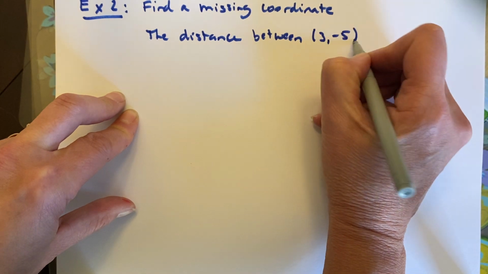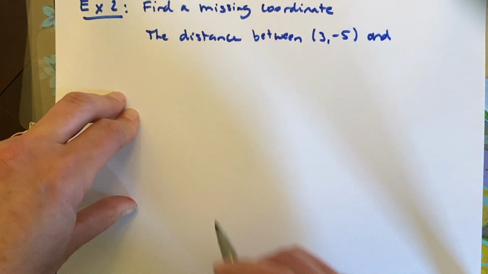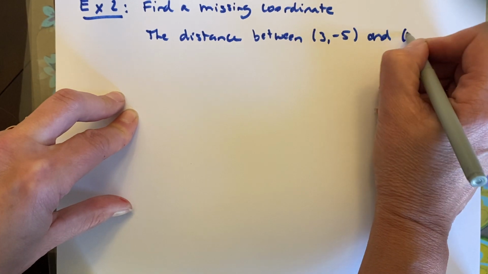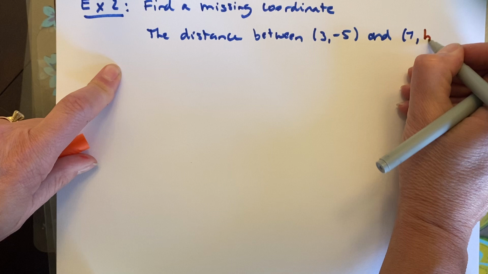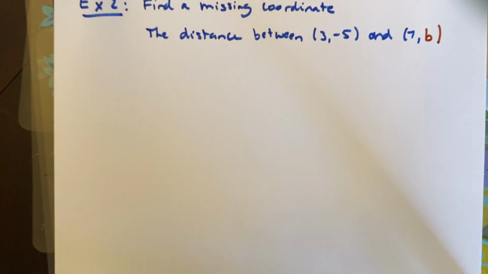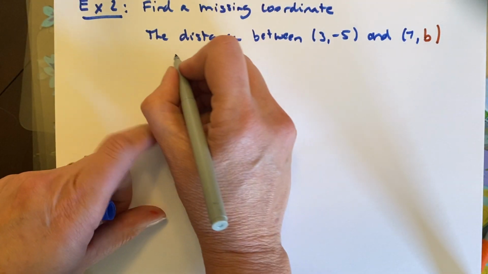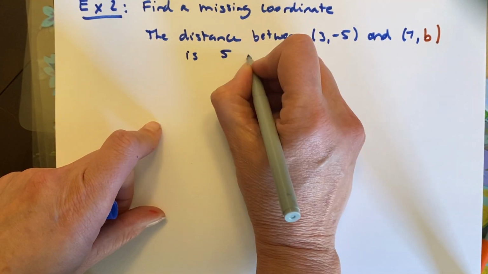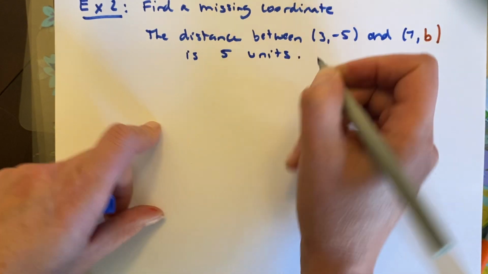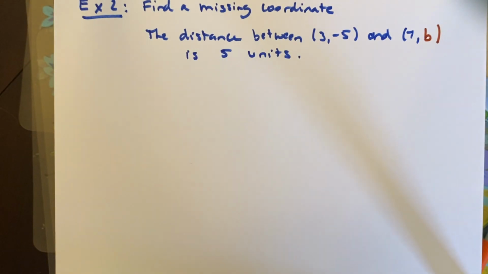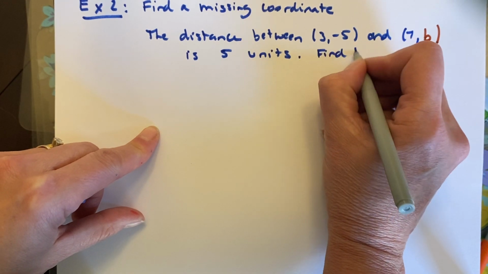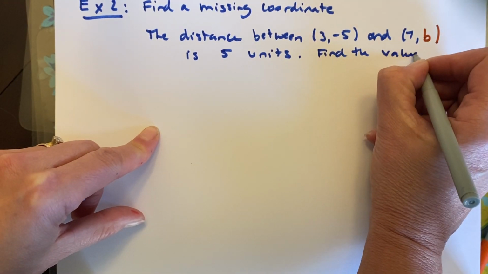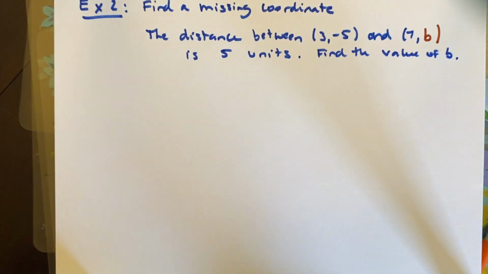The distance between (3, -5) and 7, and this is the missing coordinate, b, where you're not being told what that is, is 5 units. And the question is, find the value of b.